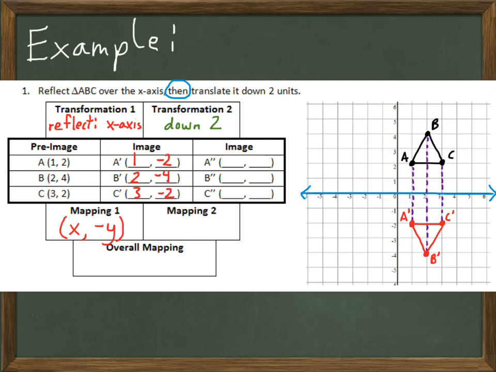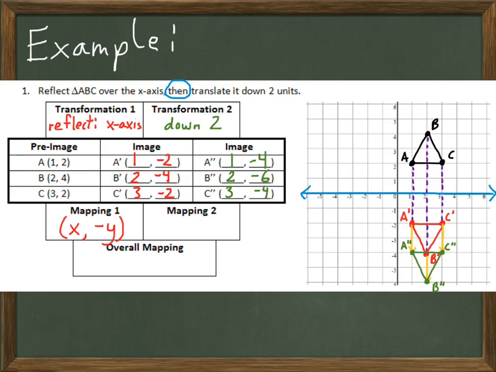Alright, so let's do the second transformation, which is to translate it down 2. So I'll move each point down 2 units. Notice I've added a second prime. So since I've done 2 transformations now, each letter has 2 primes. So we say A double prime, B double prime, and C double prime. Okay, there's my new triangle. The coordinates are 1, negative 4, 2, negative 6, and 3, negative 4.